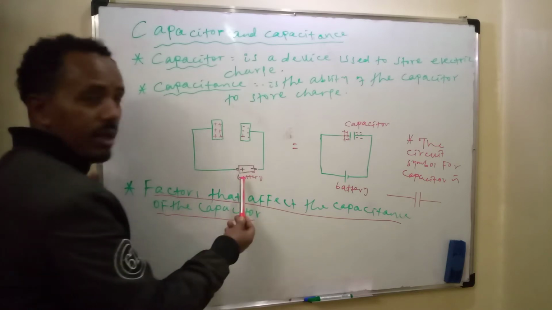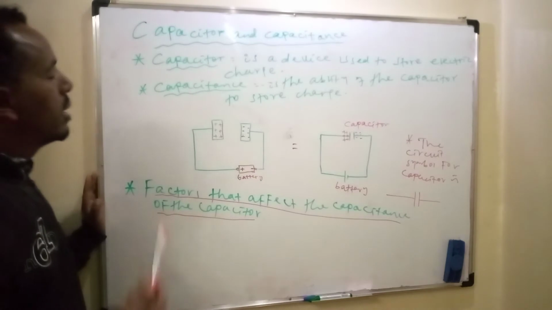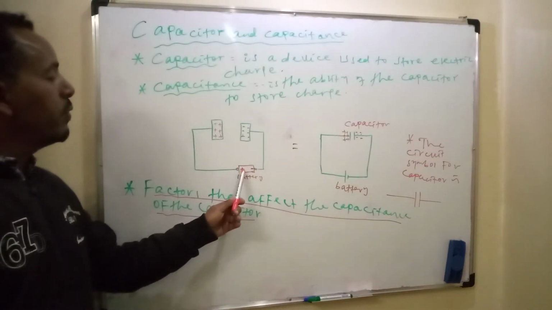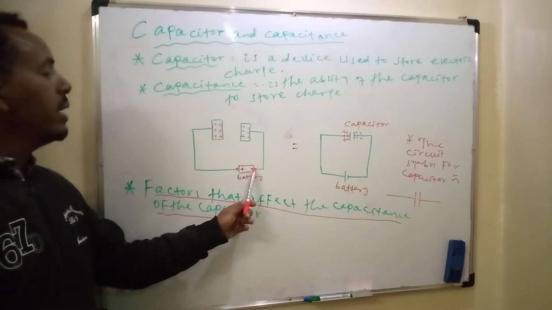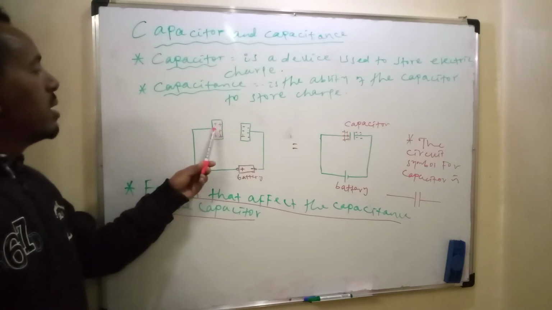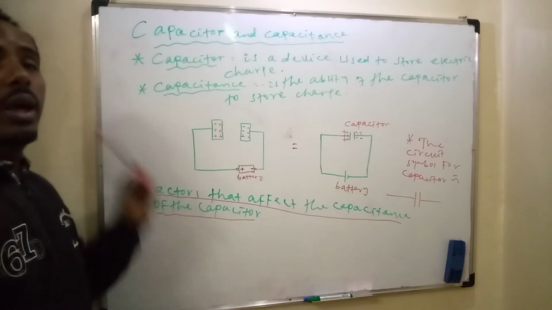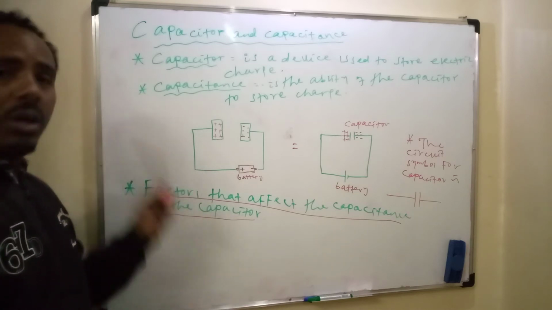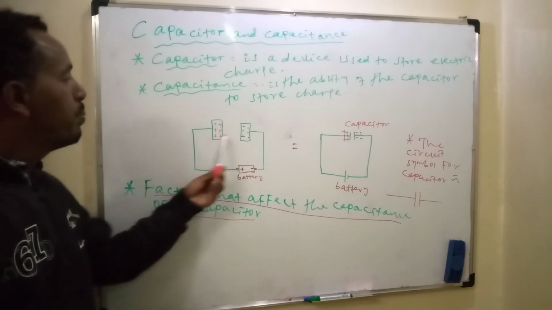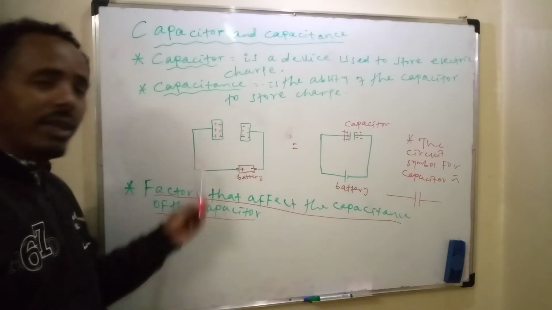Here, there is a battery or a source which is connected to the capacitor. This is the positive terminal of the battery and this is the negative terminal of the battery. At this time, the capacitor begins to store electric charge because it is a device used to store electric charge. The two plates are arranged in parallel, at a certain distance.